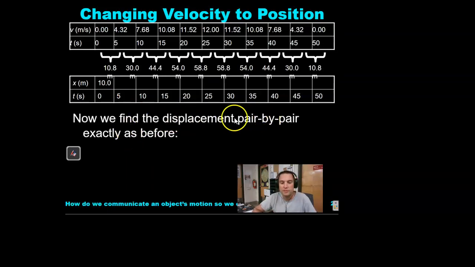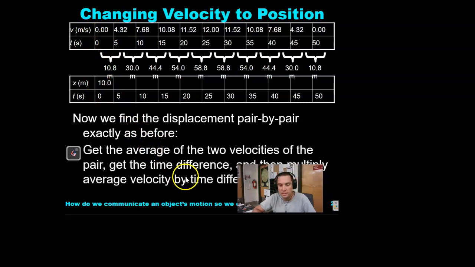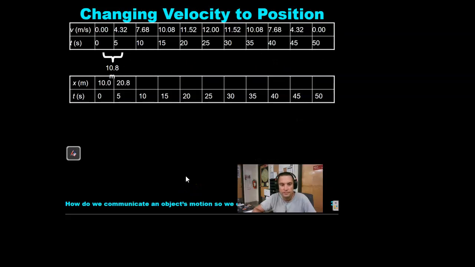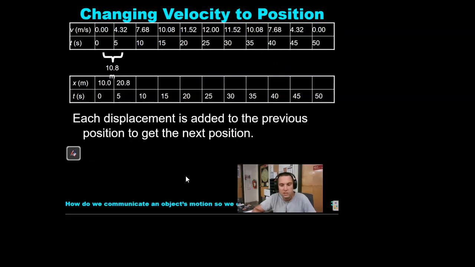Next, we find the displacement, exactly as before. So velocity times time will give us displacement. Get the two velocities, get the time difference, and then multiply the average velocity by the time difference. Each displacement is added to the previous position. See if you can pause here and complete the table.